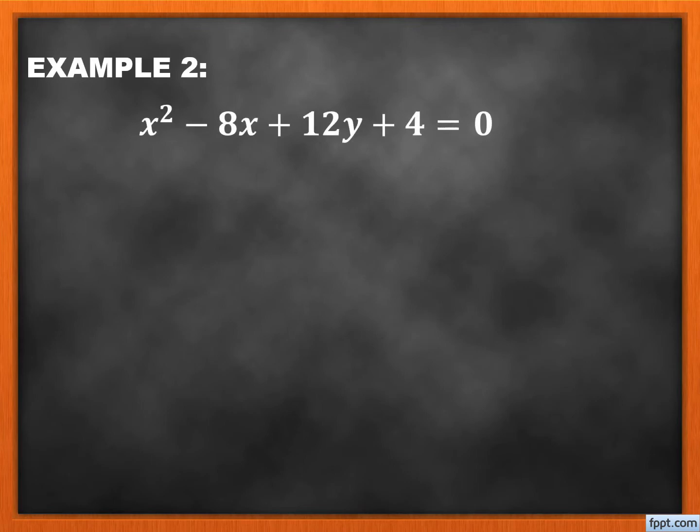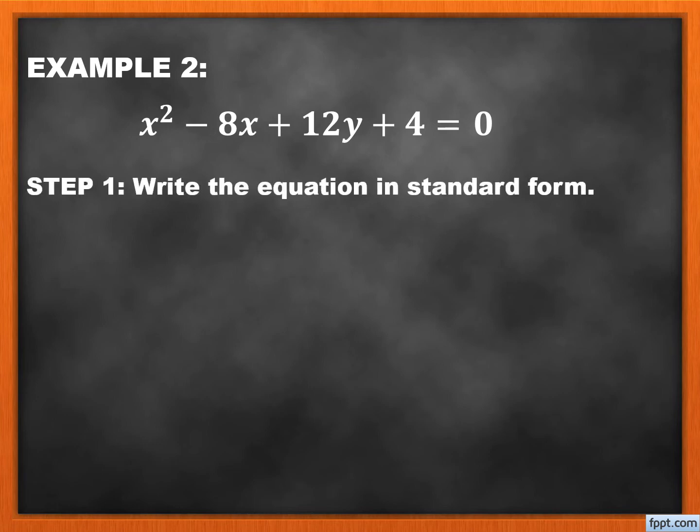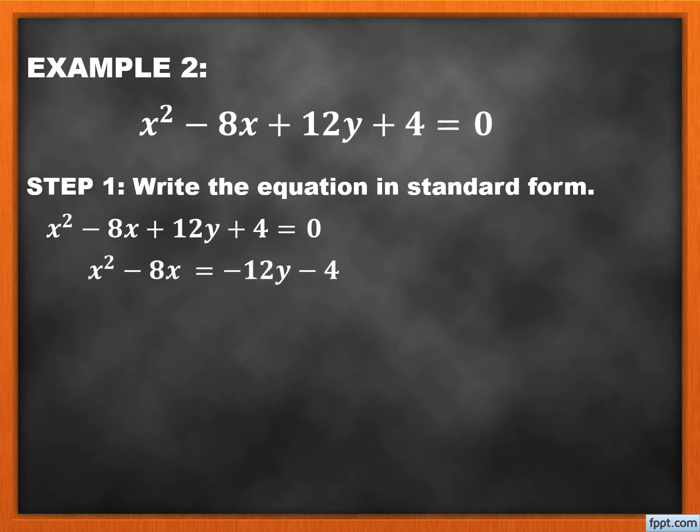For example number 2, let us have x squared minus 8x plus 12y plus 4 equals 0. So let us write this equation in standard form. Using the same steps, we're going to isolate the terms having x on the left side, while the terms having the y variable and the constant go on the right side. Therefore, we have x squared minus 8x equals -12y minus 4.